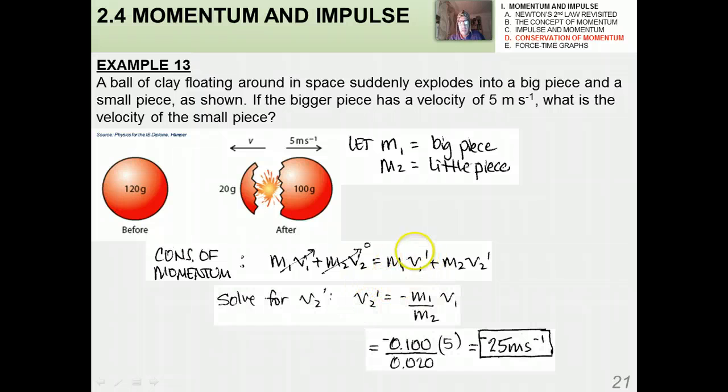This means that this value plus this value equals 0. And all you've got to do is solve for V2 prime, and I get negative 25 meters per second, indicating that it's going to the left, opposite of the 100-gram mass, okay? And does your common sense tell you that the little one would be going a lot faster?